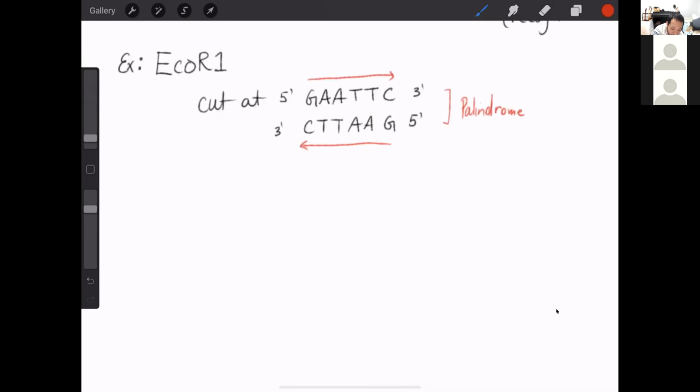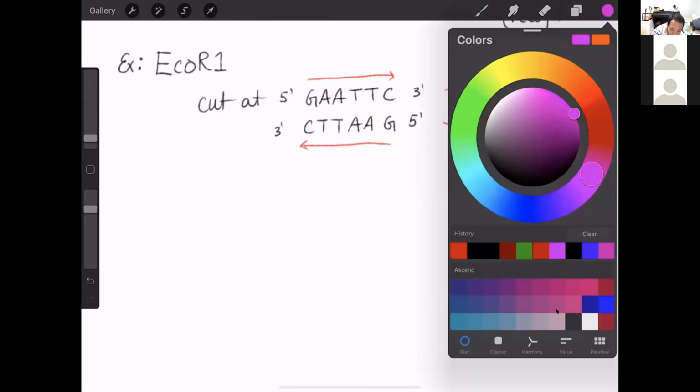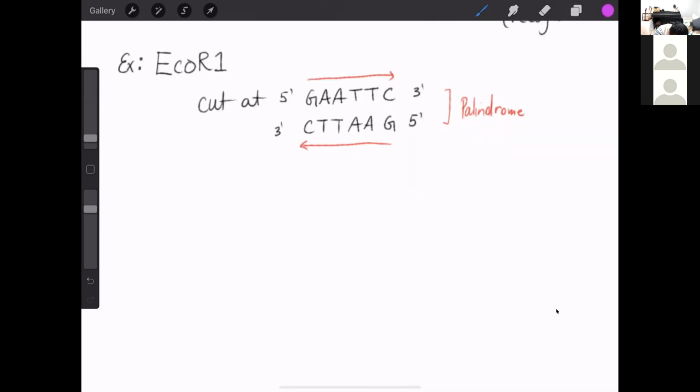But the way that EcoR1 cuts, here's something that's even more interesting, is that it cuts like this. Boom, boom, boom, just like that. So it cuts the DNA into these fragments like that. Does that make sense to you guys?